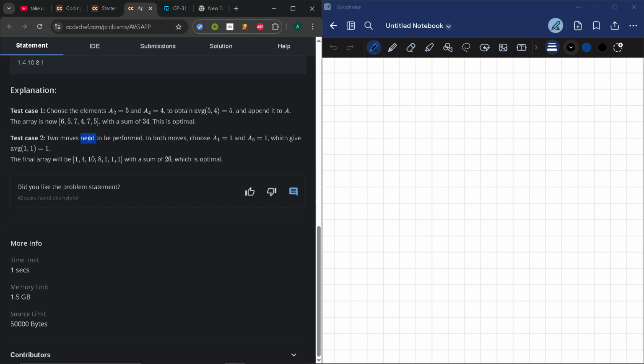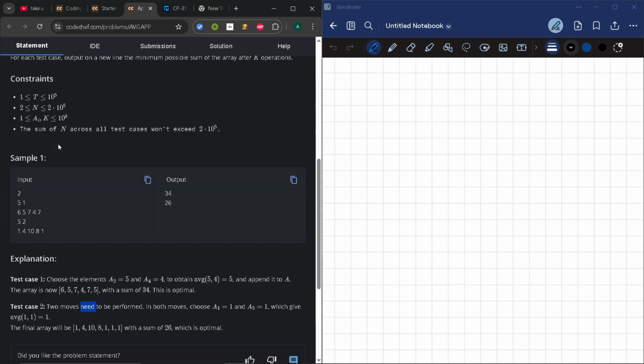What my idea was, I'll just proceed with sorting the array, and I'll take the first two minimum values, then find the average of them, then I'll append it k times.